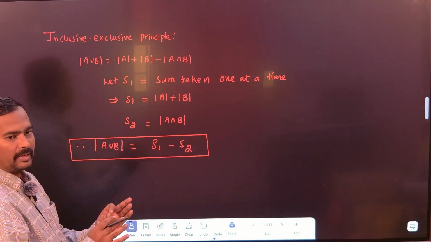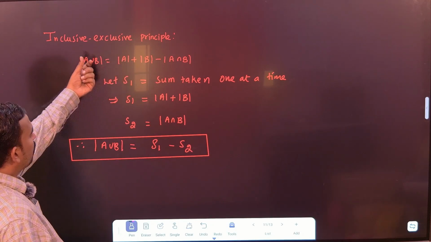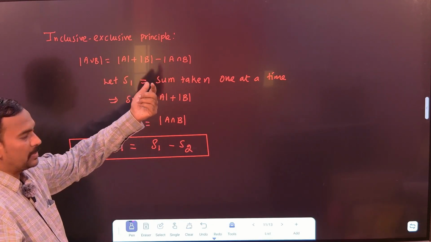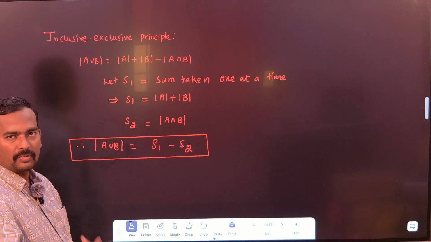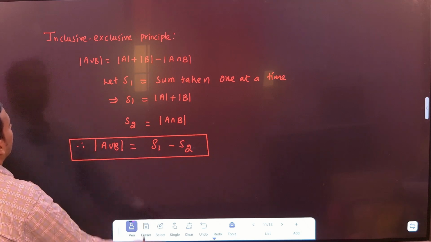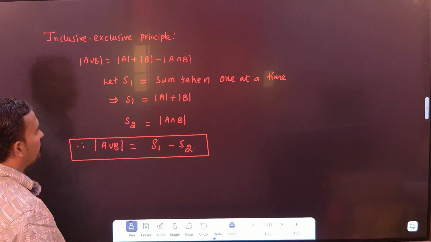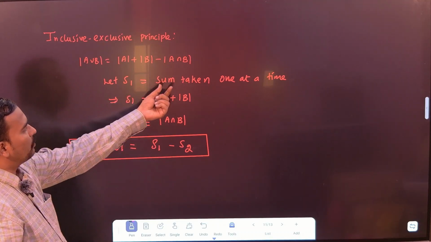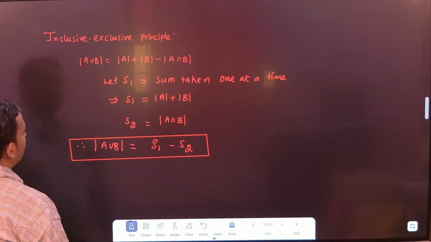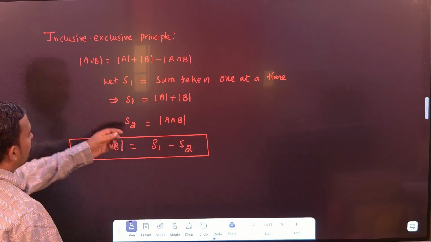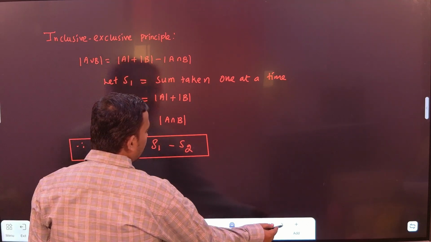Inclusive-exclusive principle, we will take more examples. You can see A union B is equal to, so cardinality, or number of elements of A union B. N of A union B or cardinality of A union B, both will be same. So cardinality of A plus cardinality of B minus cardinality of A intersection B you can write. S1 is what? Sum taken one at a time. S2 is what? A intersection B here. So S1 minus S2 is the including. This is adding or subtracting? Alternate sign, right? Okay, fine.